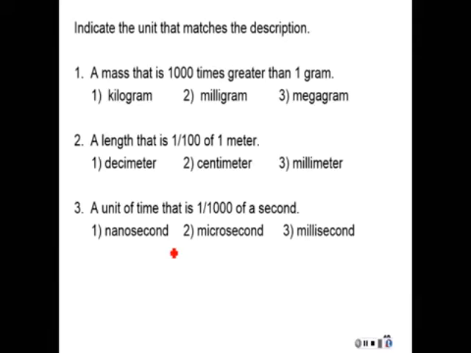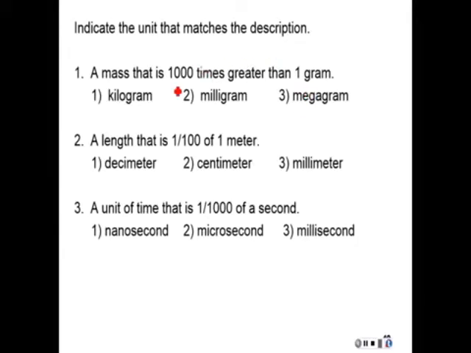Now let's see how much you know. So you want to stop here and pick out the answers to the 3 questions. So a mass that is 1,000 times greater than a gram would be what? A length that is 1/100th of a meter is? And 3, a unit of time that is a 1,000th of a second. And the answers would be, so check your answers now. Kilogram, centigram, and millisecond.